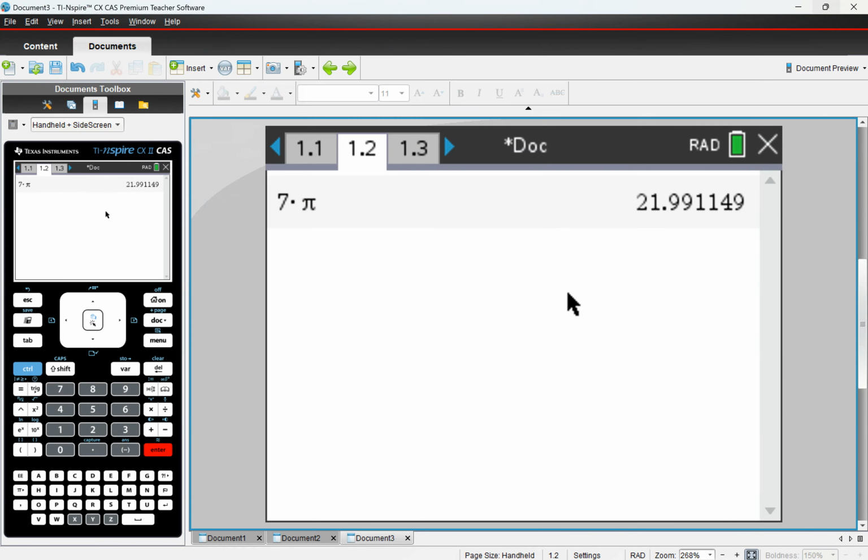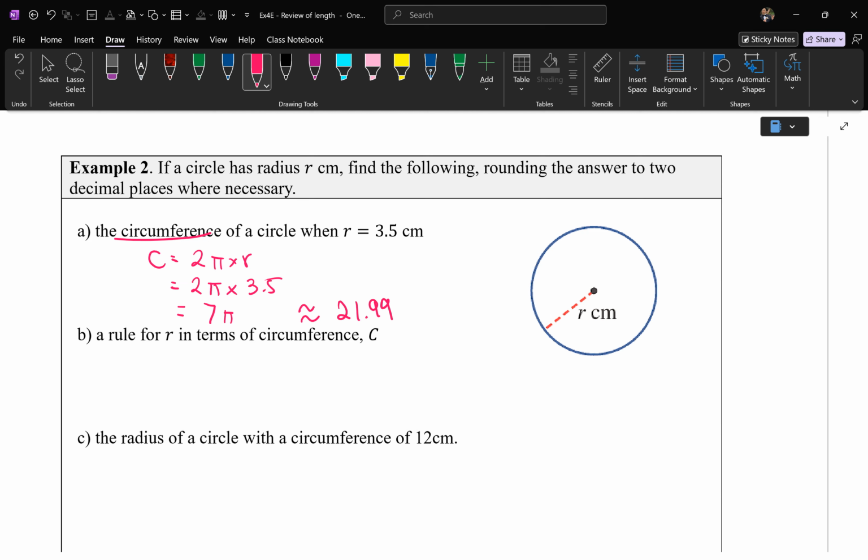99, but then check the third digit. If it's 5 or more, you round it up. So if it was 5, then you would have rounded all to 22.00, but in this case, it's still 21.99. So you can write here 21.99. Don't leave your answer without units. What's my units? Good. If it's area, make sure to put these squared units in there too.